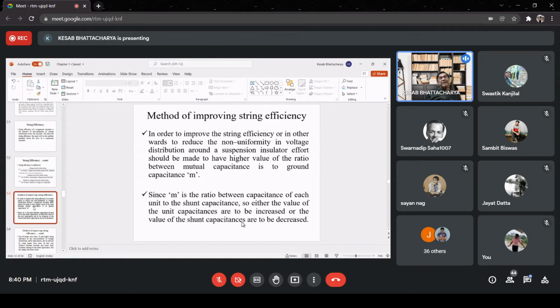Now, what is the main reason for non-uniformity in voltage distribution across the string of suspension insulators? What do you think? Can anybody tell me that? Can you repeat the question? My question is, why is the voltage distribution not uniform across the string of suspension insulators? What is the reason?